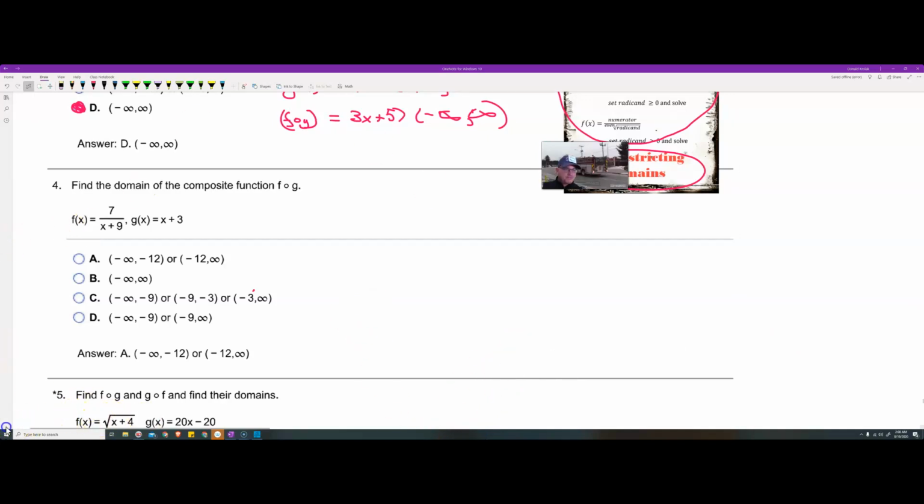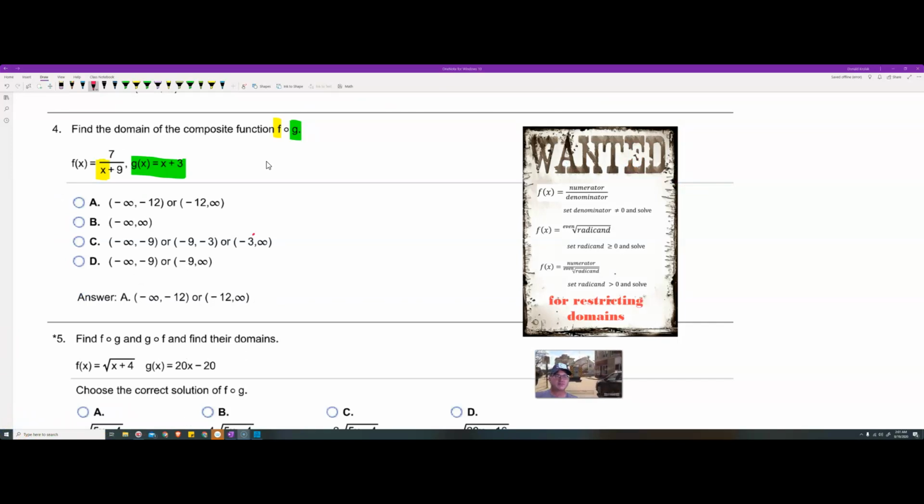All right, next one here. Find the domain of the composite. Our first step is to do the composite. So we've got f of g. g is our inner function, and we're going to put that inside of f. So f is 7 over, instead of that x, I'm going to write x plus 3, plus 9. So there's my composite, 7 over x plus 12.